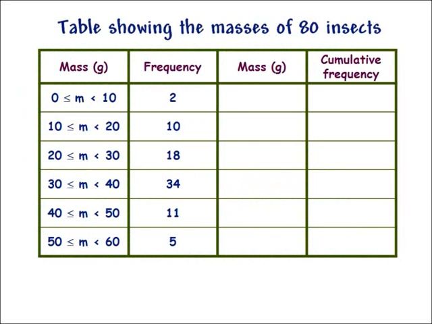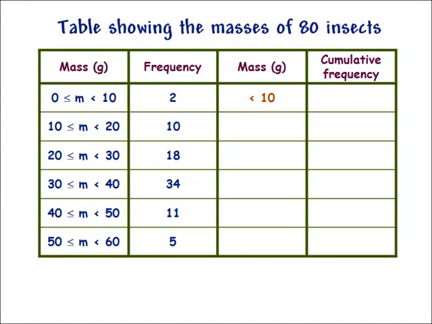Before plotting the graph, we usually need to complete a cumulative frequency table. The table in our example shows the masses of 80 insects. We start by filling in the third column, which, like the first column, is called mass. In this column, however, we write the upper bound of each class from the first column.